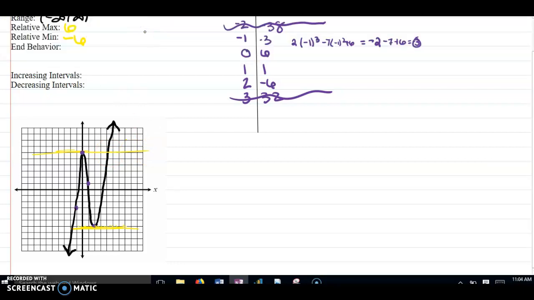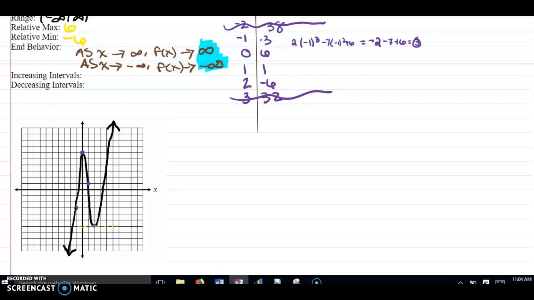We can also talk about the end behavior. So we can write it out as x approaches infinity. We want to know what f of x does. And f of x, as x approaches infinity, goes up to +infinity. As x approaches -infinity, f of x approaches, and as we go to the left, f of x goes down, so -infinity. These would be the two answers that you would give.